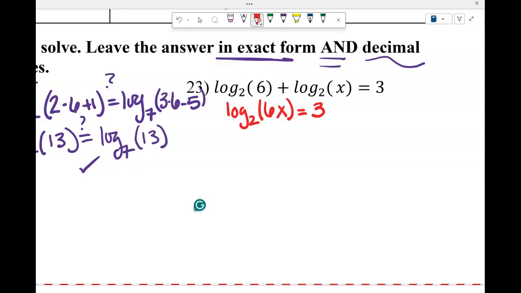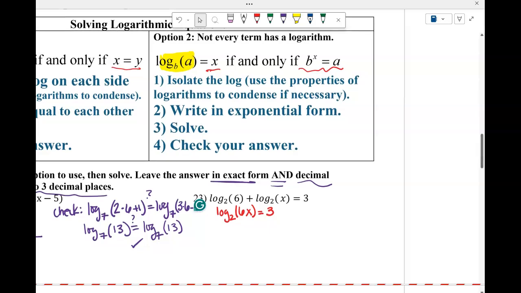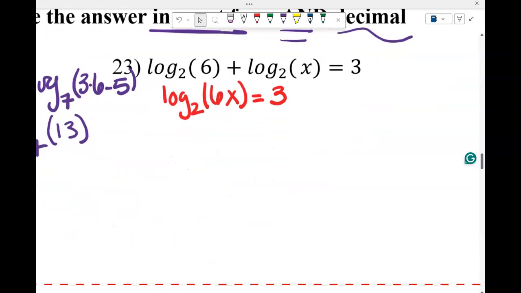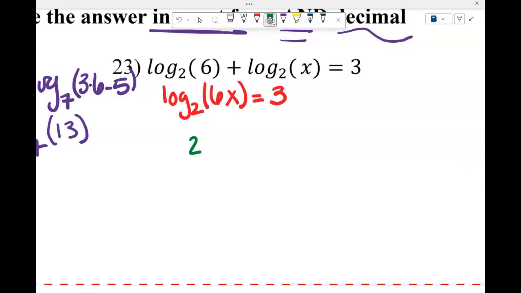Well, guys, when we rewrite it with the product rule, we have log base 2 on the left, but no log at all on the right side. So this is the case of number 2, where you have one log only. Because it's one log only, we're going to rewrite it in exponential form. So your base is 2. Your exponential form is going to start with the base 2, okay? And then we go to the power of 3, and then we loop back around to make it equal to 6x.